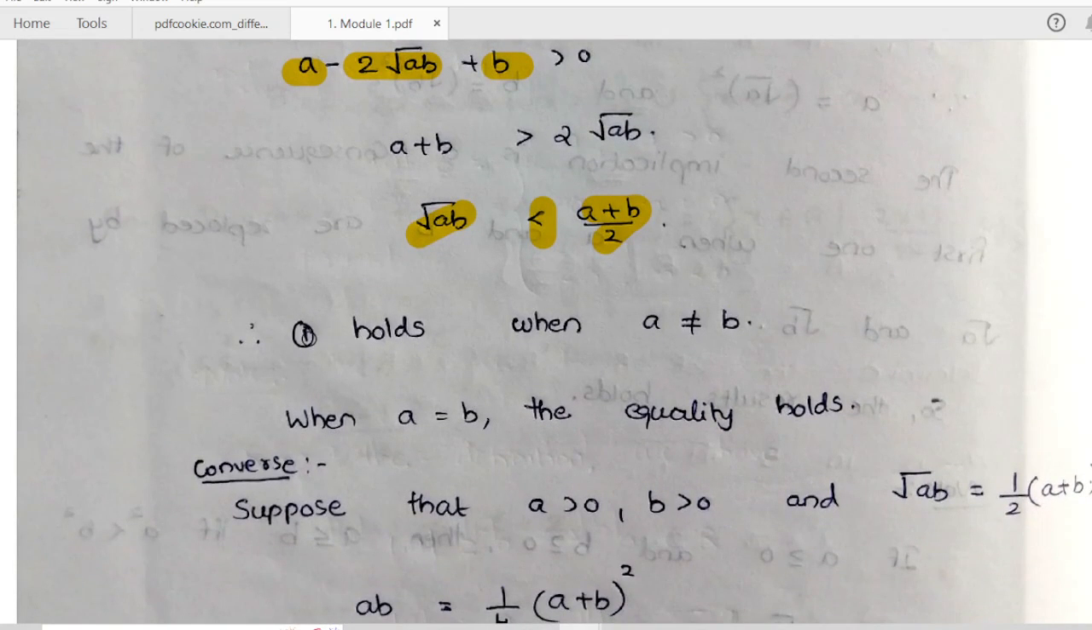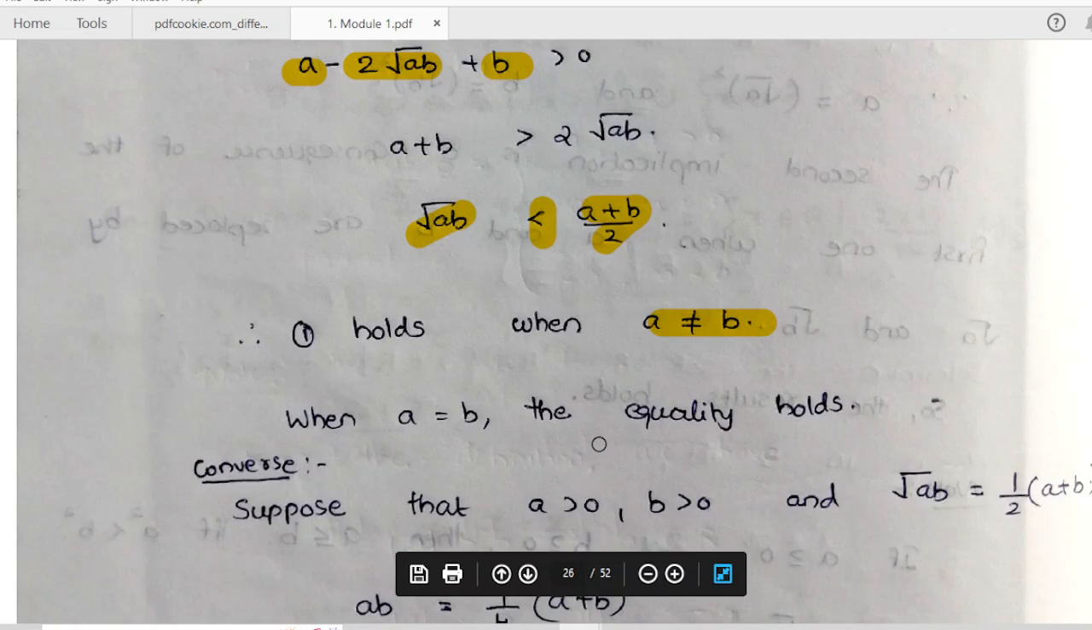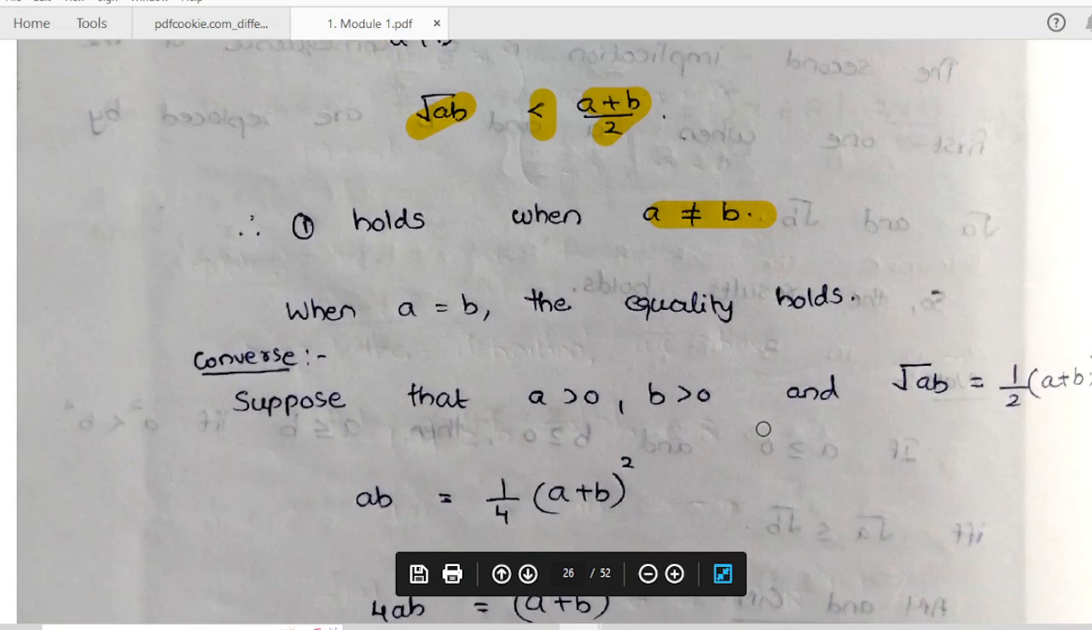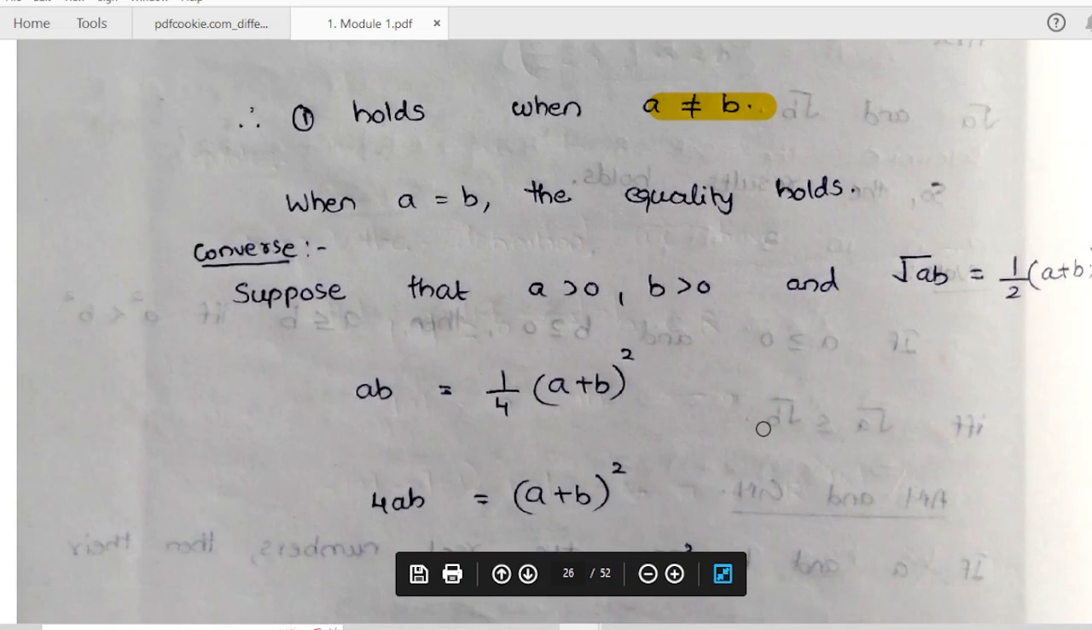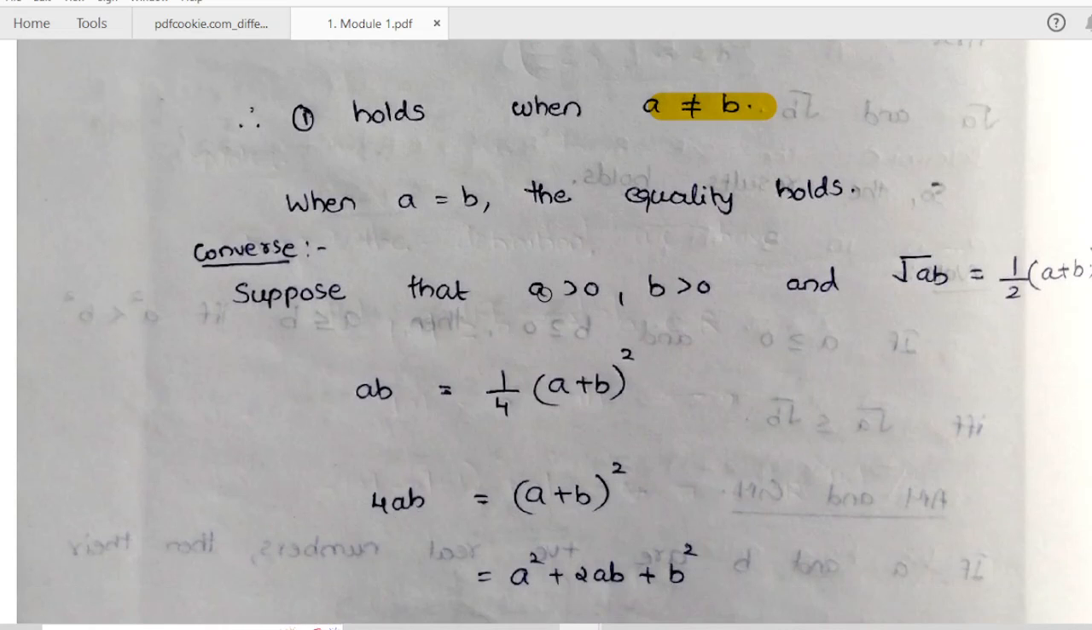So therefore നമ്മുടെ ഈ inequality proved ആയി. That is, therefore the inequality holds when A is not equal to B. A and B not equal ആകുമ്പോൾ inequality satisfy ചെയ്യുന്നുണ്ട്. When A is equal to B, the equality holds. Now let us see the converse part. അതായത് suppose A greater than 0, B greater than 0 and root AB എന്ന് പറയുമ്പോൾ A plus B by 2 ആണ്.